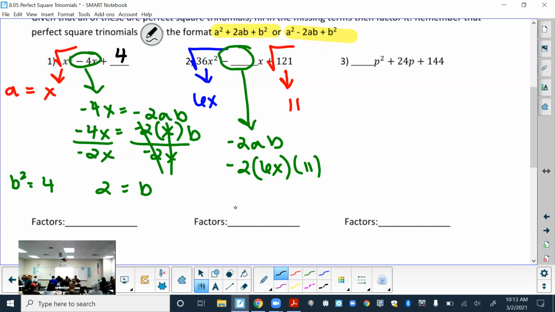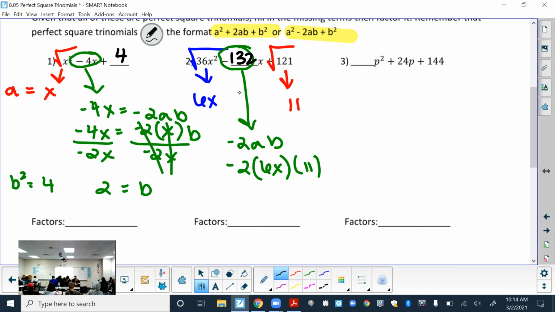Good, I heard one person say it. Good. So -2 times 6 is 12. 12 times 11 makes it -132, and then the x.